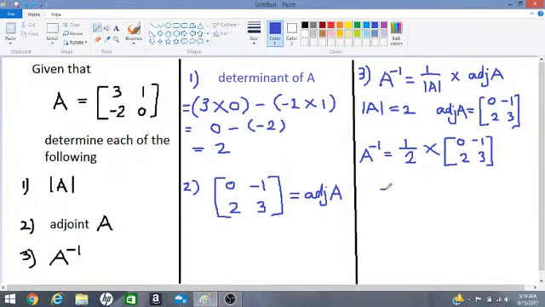So this is scalar multiplication. We multiply each number by a half, 0 times a half, 2 times a half, -1 times a half, and 3 times a half. Okay. So let's go ahead and do that. We'll have a half times 0, then a half times -1, then a half times 2, and then a half times 3.